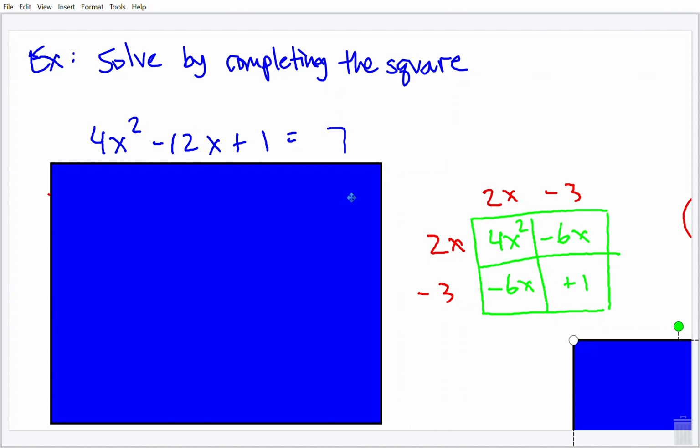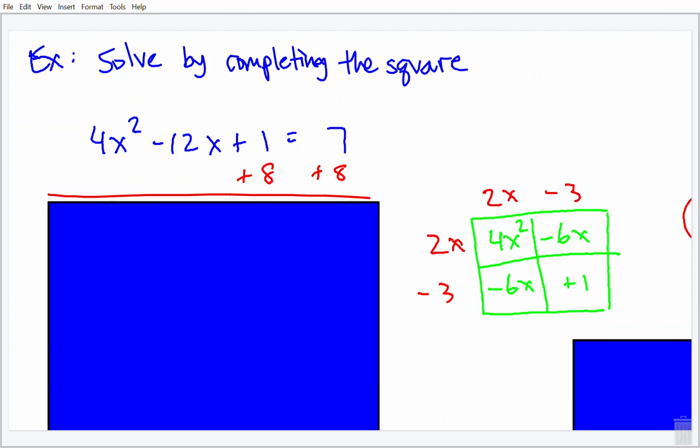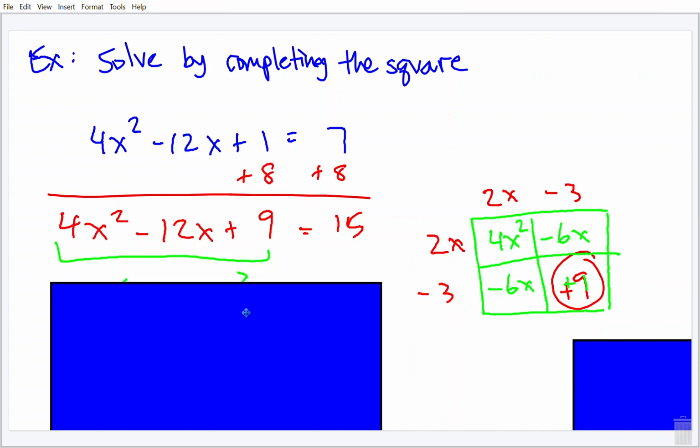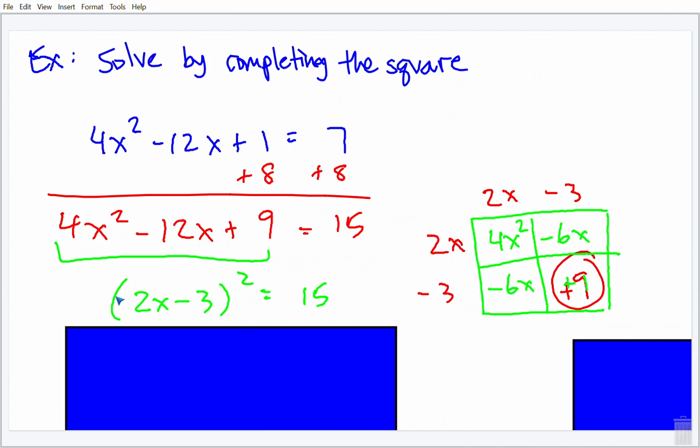And to do that, we're going to add 8 to both sides of the equation. When we do that, we get 4x squared minus 12x plus 9 equals 15. And now we have that plus 9 that we want as the constant term. And then we know that 4x squared minus 12x plus 9 is equal to 2x minus 3 times 2x minus 3. So we can replace 4x squared minus 12x plus 9, like we did before, with the quantity 2x minus 3 all squared, and that's equal to 15.